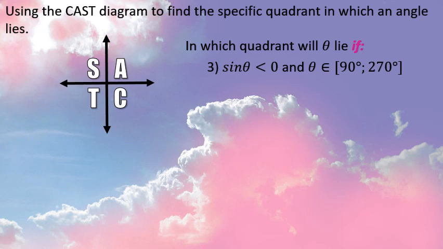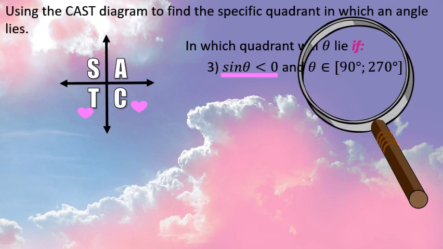In which quadrant would theta lie if sine theta was negative? See how now I've changed it up a little bit. And theta is an element of 90 to 270. Let's have a look at our clue. First clue, sine theta is negative. So let's go make a symbol, any symbol of your choice, in the quadrants in which sine theta is negative. It's not A, because A is for all 3 trig functions are positive. S is where sine is positive, so it's got to be quadrant 3 and quadrant 4. The T and the C quadrants, that's where sine will be negative.